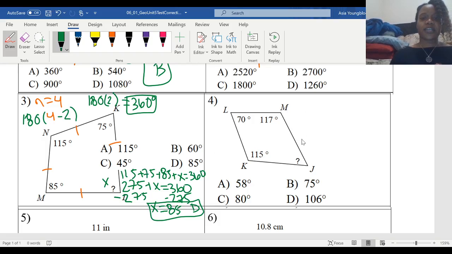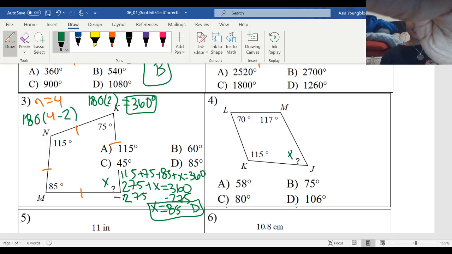Number 4, we're asked to do the same thing. We can skip this first step because we know we're going to get the same answer, because both shapes have the same amount of sides. So we already know that these 4 angles, including this missing angle x, have to add to 360.